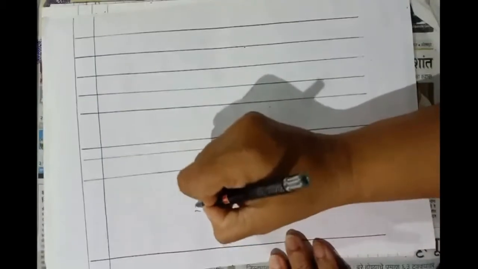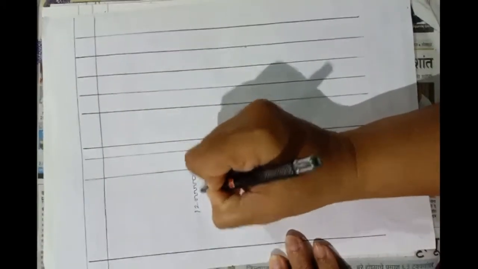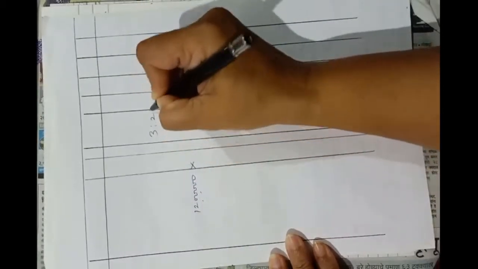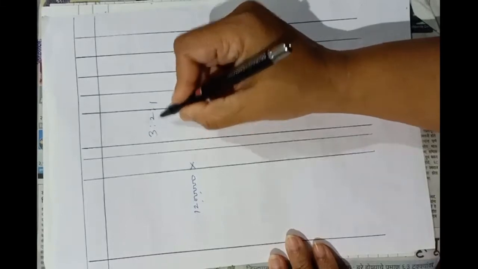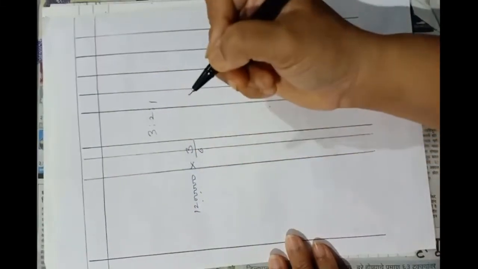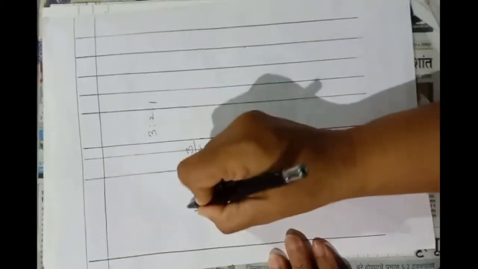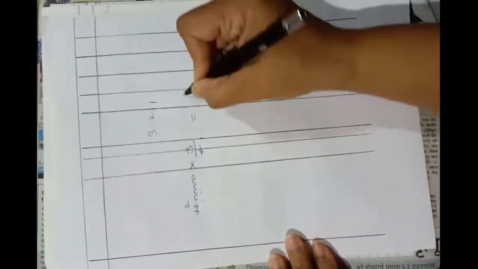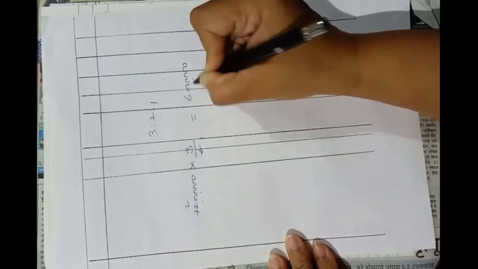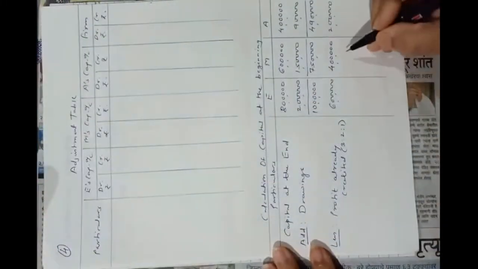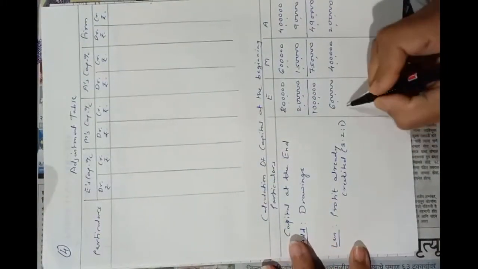Total profit is 12 lakhs into the ratio is 3:2:1. So 3 plus 2 is 5, plus 1 is 6. So 3/6. 6 ones are 6, 6 twos are 12 and 2 lakhs into 3 will be 6 lakhs. In this way, second partner's share of profit is 4 lakhs and third partner's 2 lakhs.